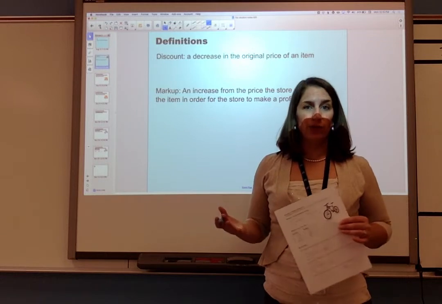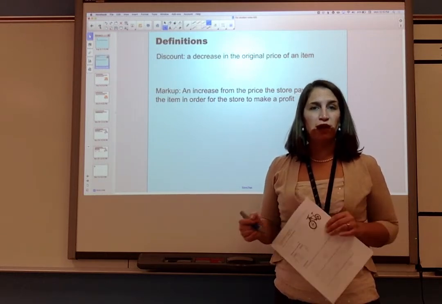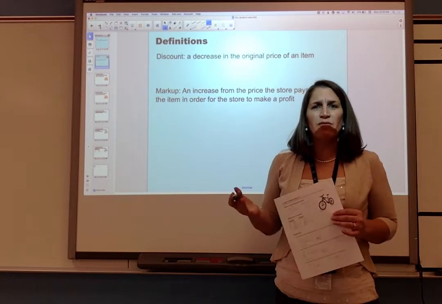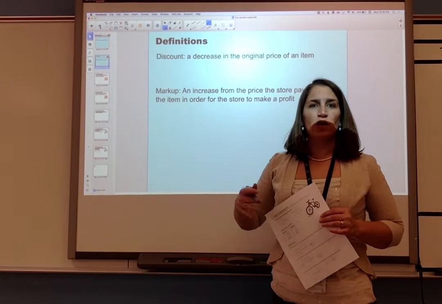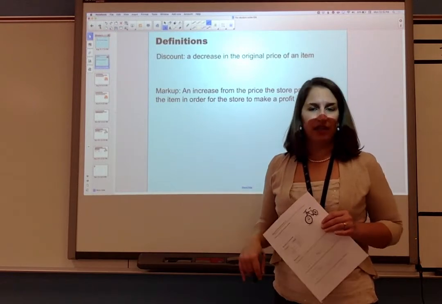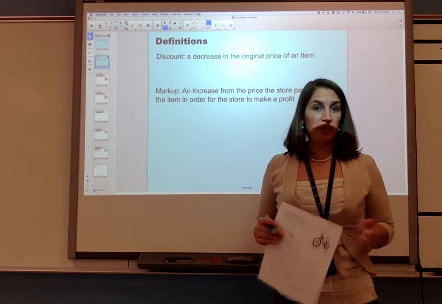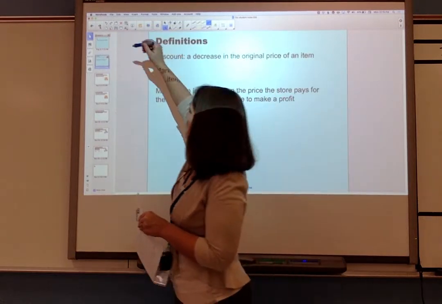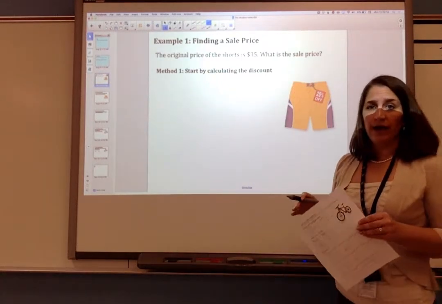So we know that stores need to pay their employees, they need to pay for their land, they need to pay for the upkeep of the store. So everything they sell in their store, they're making some kind of a profit on it. So the markup is the amount that each item is increased so that the store can make a profit on that particular item. So let's look at our first example where we are finding a sale price.